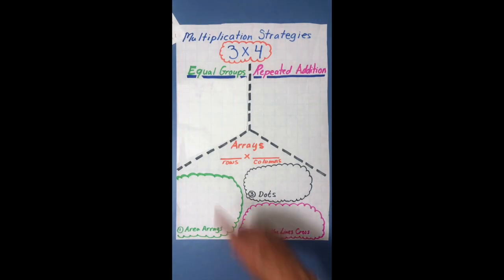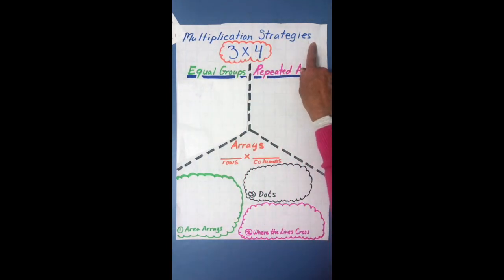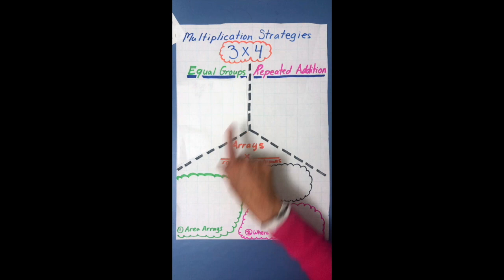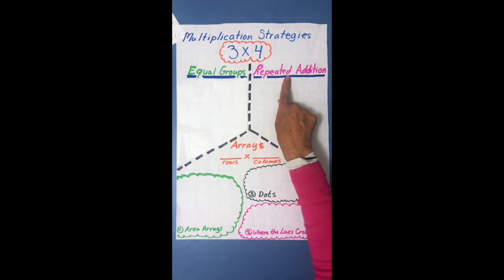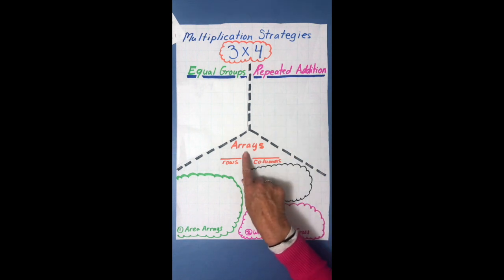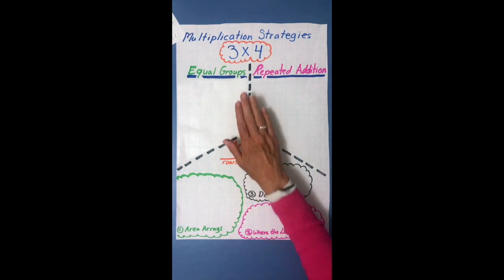This is a video on multiplication strategies. I'm going to teach you three different strategies. One is called equal groups, another is called repeated addition, and the last is called arrays.